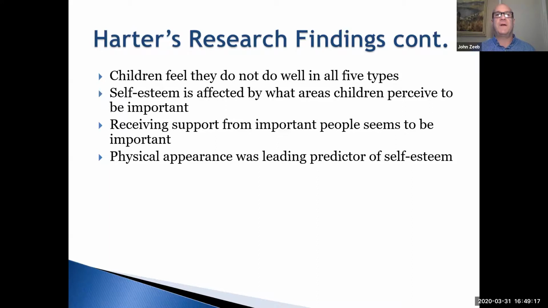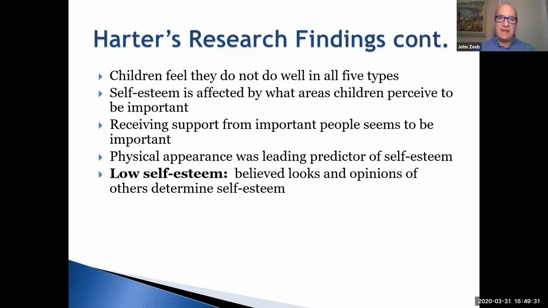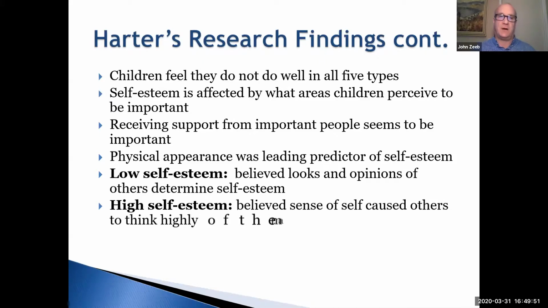Susan Harter also found some differences between what we call the high self-esteemers, the kids who felt really good about themselves, and the low self-esteemers, the ones that felt pretty rotten about their self-esteem. Here's what she found. Low self-esteemers believe their looks and opinions of others actually determine their self-esteem. So in other words, their looks seem to be related to how people feel about them and what they tell them. Whereas the high self-esteemers, a whole different ballgame and story here.